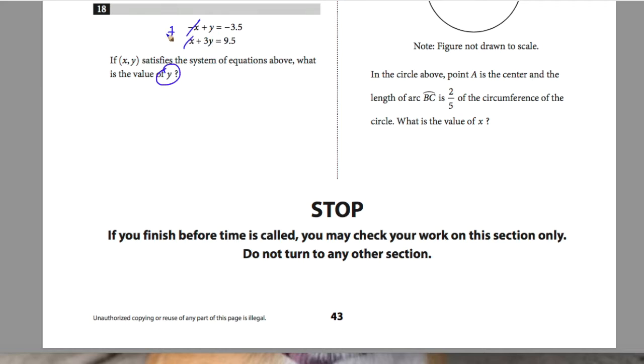When I add these equations together for a system of equations, I have 4y equals, well, adding negative 3.5 plus 9.5, well, here I have 6. Well, y equals 6 over 4, which equals 3 over 2, and I'm done. So y equals 3 over 2.